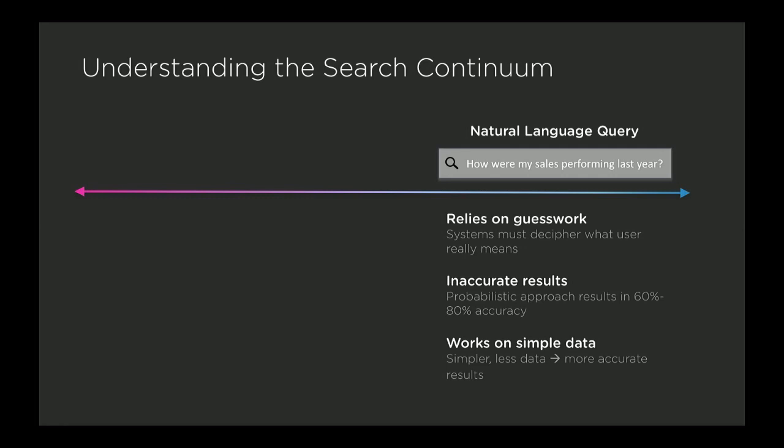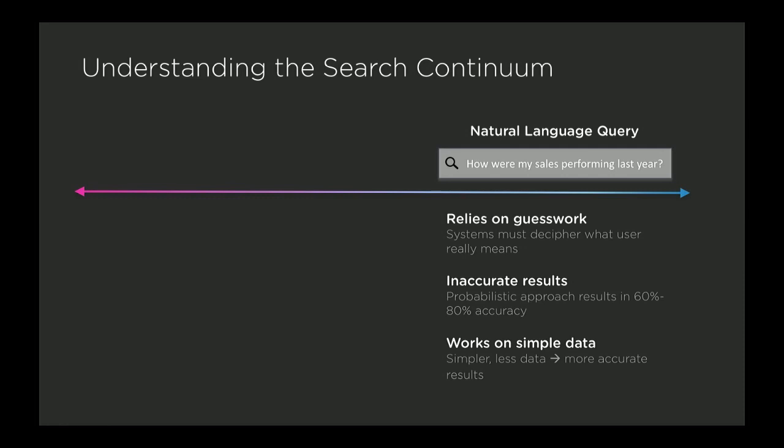and what this leads to is ultimately inaccurate results. Because of this probabilistic approach, natural language does work great because of its simplicity, but because of what it needs to do to transform this question into an underlying query, a query that needs to operate across rows and columns, and often has more complex relationships between various different data sets, natural language query often just produces more accurate results if it's operating on simpler and less data.